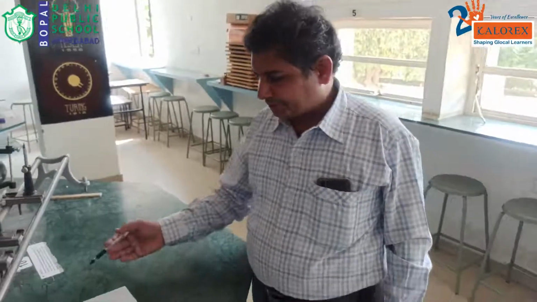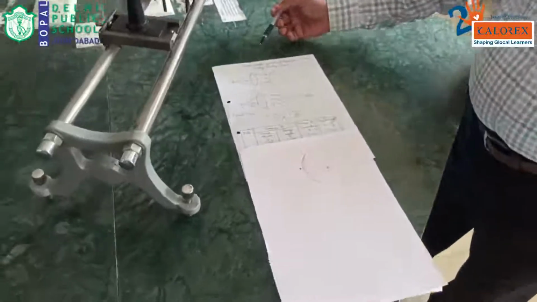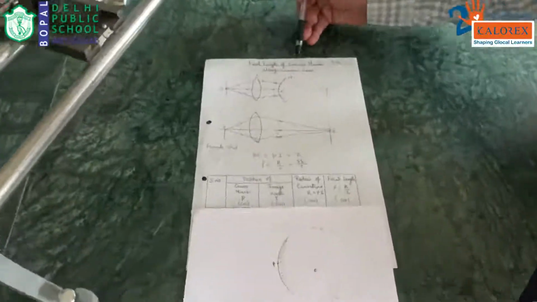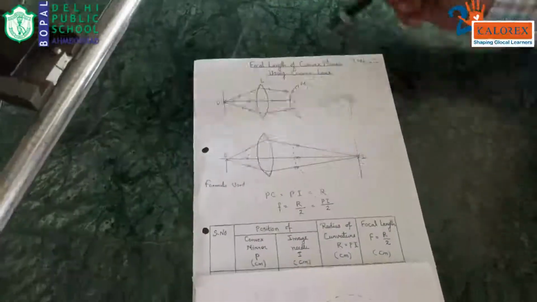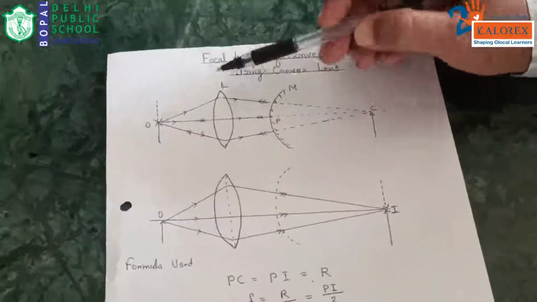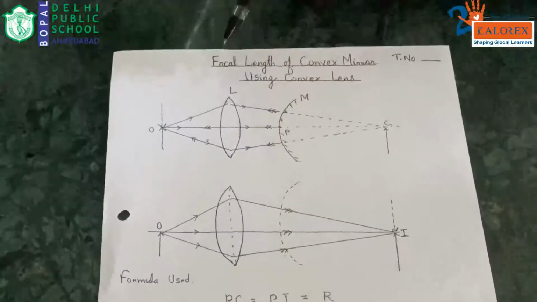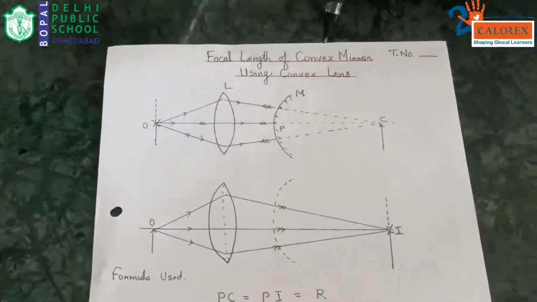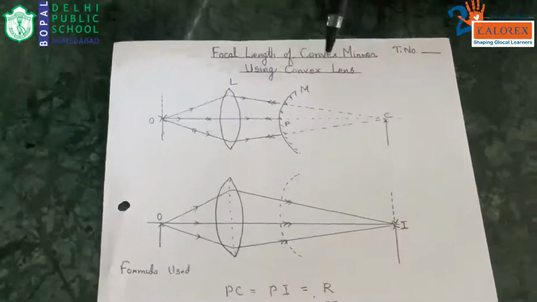Good morning. Let us understand another experiment of optics. Here we are interested to find out the focal length of a convex mirror. This is the convex mirror, using a convex lens. This is a convex lens. I repeat once again, the aim of this experiment is to find out the focal length of a convex mirror using a convex lens.